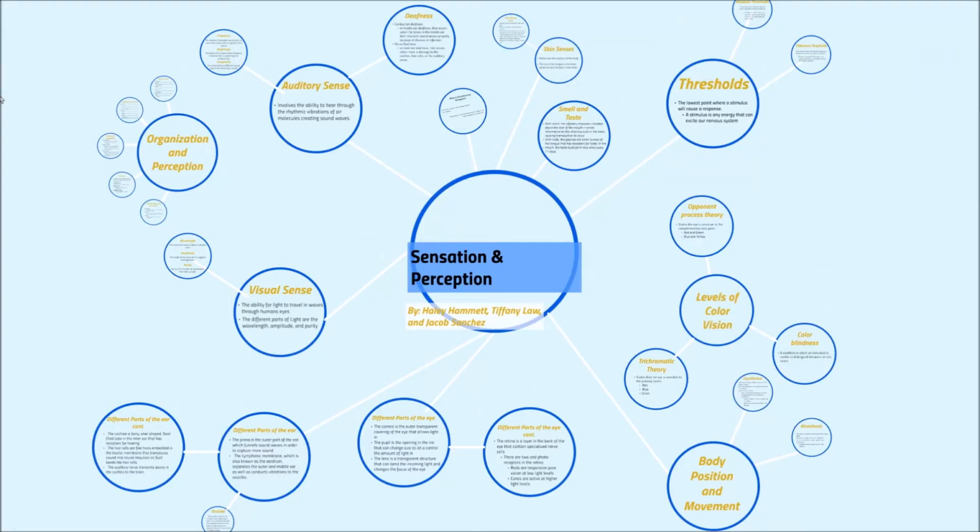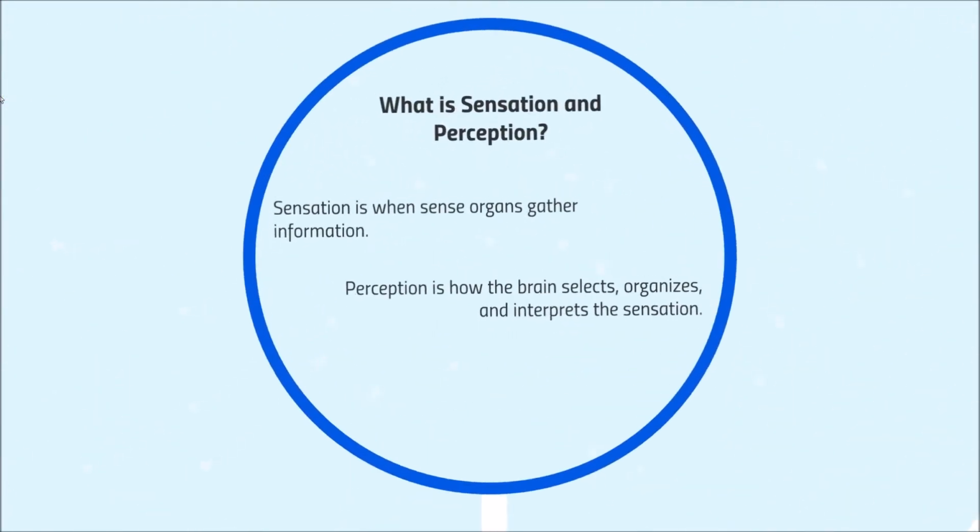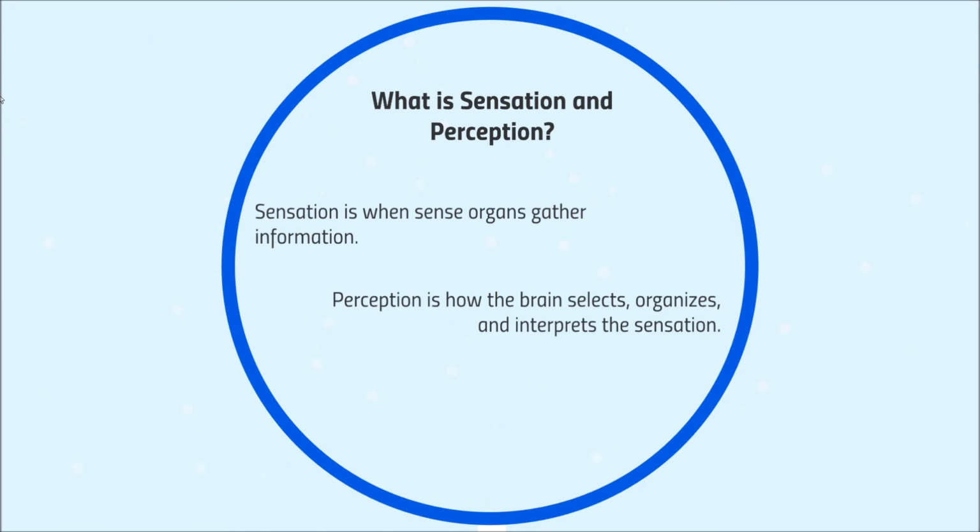Hello. Today we'll be talking about sensation and perception. What is sensation and perception? Sensation is when sense organs gather information. Perception is how the brain selects, organizes, and interprets the sensation.